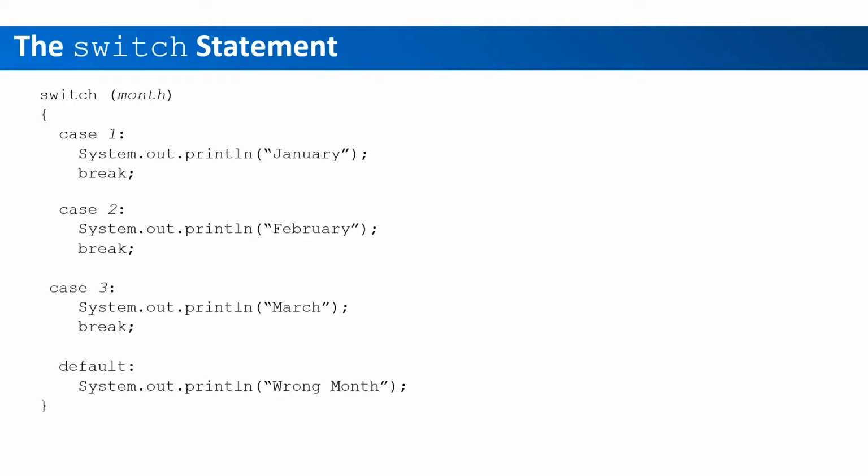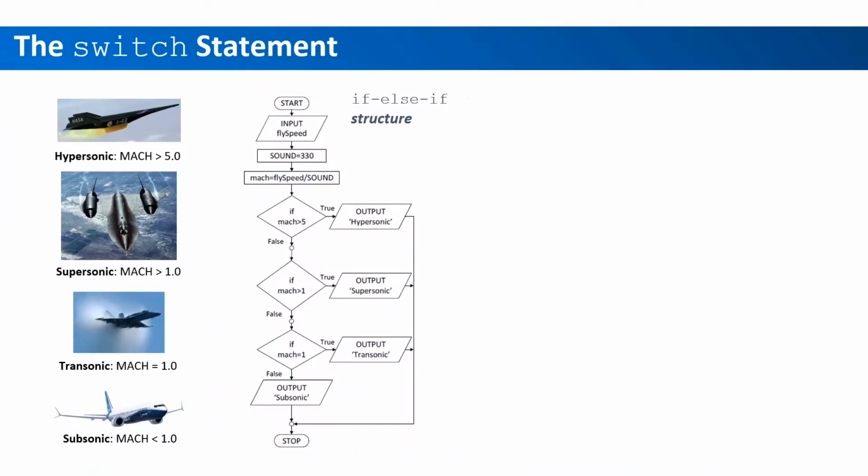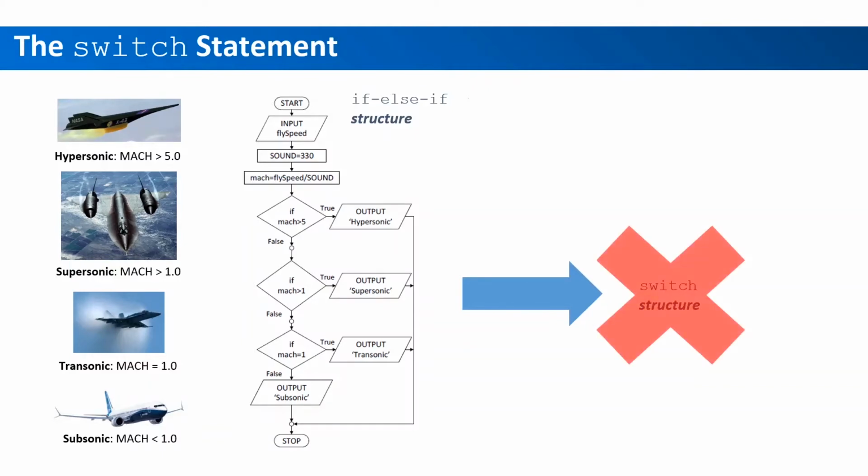Let's go back to our problem of classifying aircraft based on its Mach number. Can we transform this if-else-if structure into a switch statement? The answer is simply no. Why? Because the switch statement compares ordinal values and not ranges, and we can test for a range greater than 5, for example. Instead, we need to create a case for every number greater than 5, which is impossible.